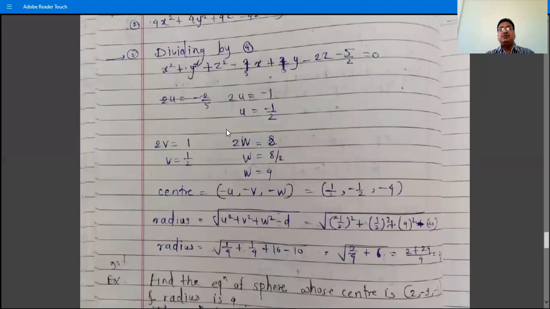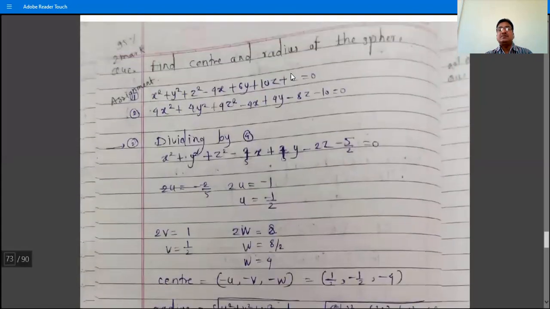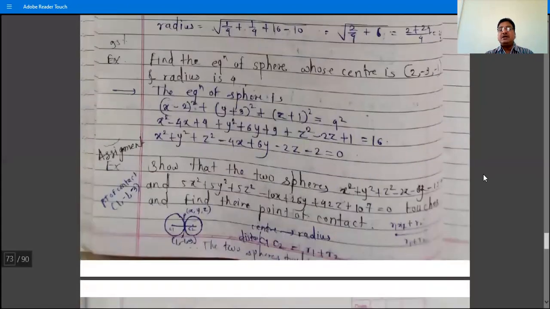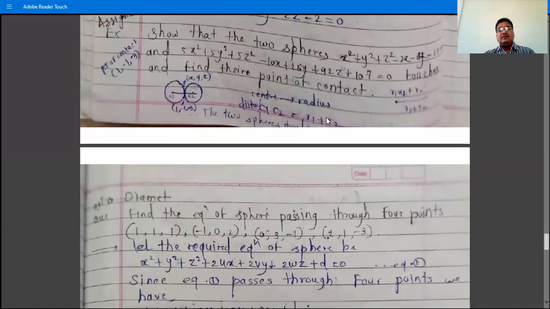That is, compare both equations with x² + y² + z² + 2ux + 2vy + 2wz + d = 0, and find the center and radius of the first sphere. Denote the center of the first sphere by C1 and its radius by R1, and then denote the center of the second sphere by C2 and its radius by R2. And then how can we say that these two spheres touch each other?